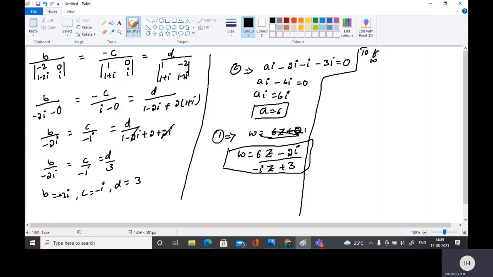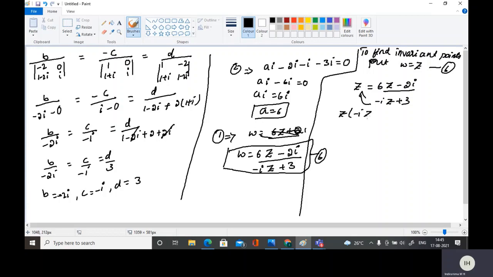So to find invariant points, put w is equal to z in equation 6. I will call this equation number 6. So we obtain z is equal to (6z - 2i) divided by (-iz + 3). Now cross multiply: z into (-iz + 3) is equal to 6z - 2i. -iz² + 3z - 6z + 2i is equal to 0. So next, -iz² - 3z + 2i is equal to 0.